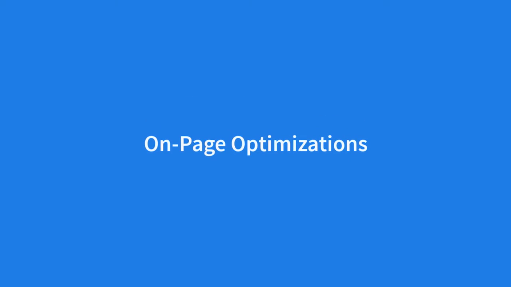The next are on-page optimizations. There are several elements on your web pages that can affect search rankings. Some of the main on-page elements that can be and should be optimized are meta tags and then HTML elements such as title tags, header tags, and image alt tags.